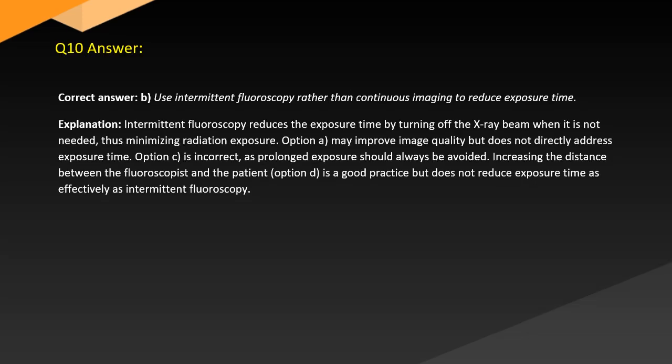Answer. Correct answer B. Use intermittent fluoroscopy rather than continuous imaging to reduce exposure time. Explanation. Intermittent fluoroscopy reduces the exposure time by turning off the X-ray beam when it is not needed, thus minimizing radiation exposure. Option A may improve image quality but does not directly address exposure time. Option C is incorrect, as prolonged exposure should always be avoided. Option D, increasing the distance between the fluoroscopist and the patient, is a good practice but does not reduce exposure time as effectively as intermittent fluoroscopy.